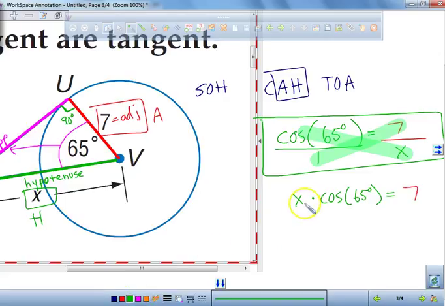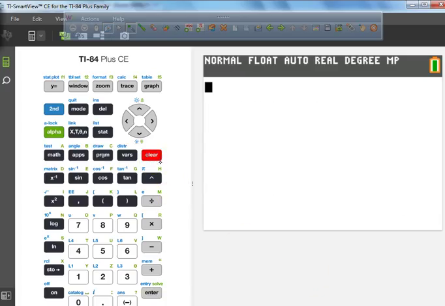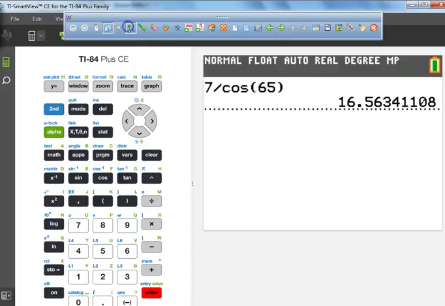So in order to solve for x, in order to find that number, I have to divide both sides by the cosine of 65 degrees. Now, in order for this to work, what does your calculator have to be in? Yes, degree mode. It must be in degree mode. Now, I just want you to round your answer to the nearest tenth, and that will suffice. So make sure your calculator's in degree mode. So we do 7 divided by cosine 65. Press enter, and you get 16.6. So that's all you got to do.